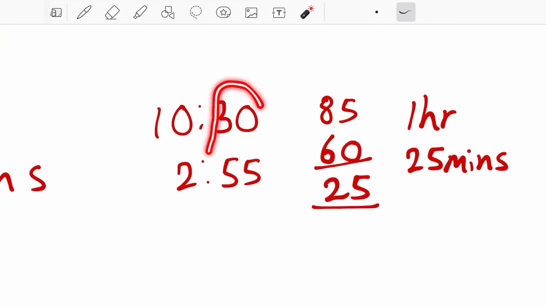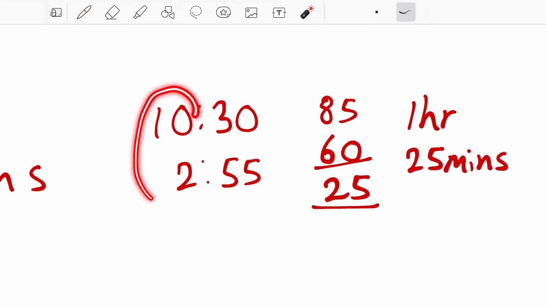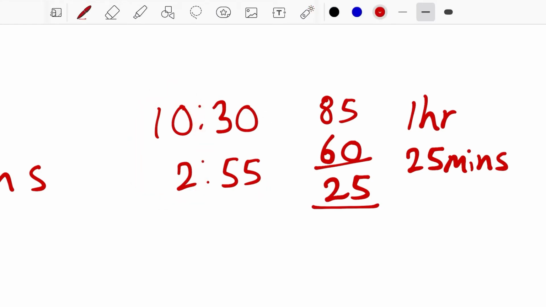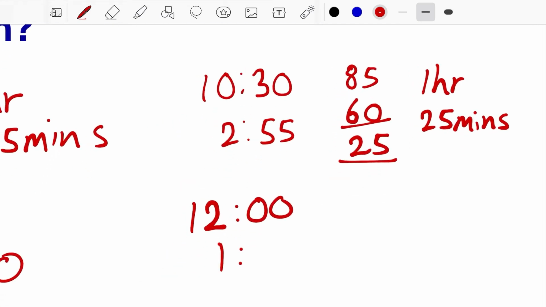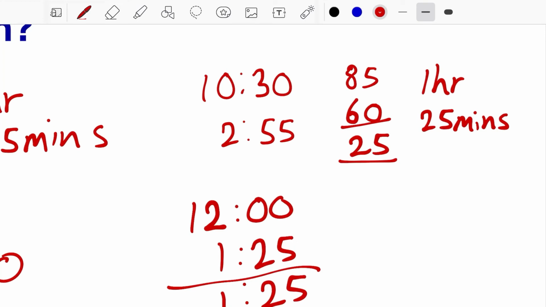So that's this part here. So we have 10 plus 2 is 12. So we reach from 10 a.m. to 12 p.m. And then we are going to add 1 hour and 25 minutes. So 12 p.m. plus 1 will bring us to 1 p.m. So that's 1:25 p.m.